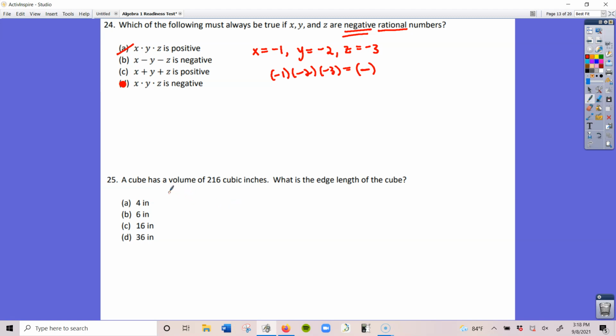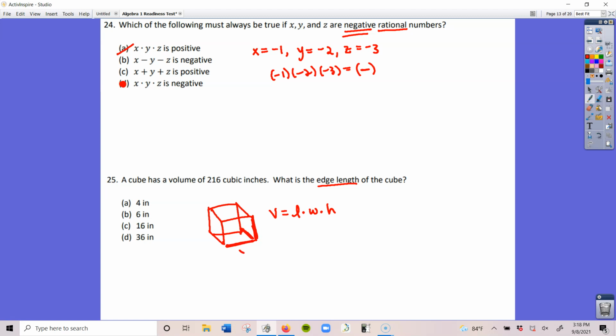For number 25, a cube has a volume of 216 cubic inches. What is the edge length of the cube? So a cube is a box, right? And in order to find the volume of any box, that is going to be the length times the width times the height. Now because a cube has all equal sides, since everything is a square, then the length is going to equal the width, which is going to equal the height.